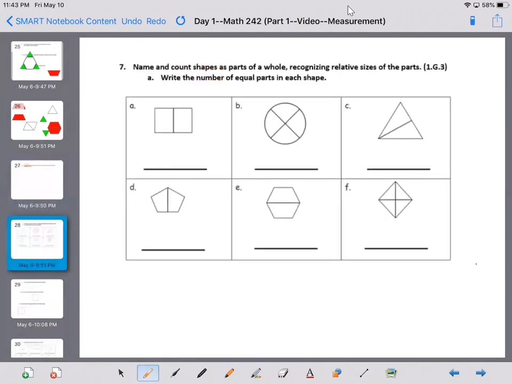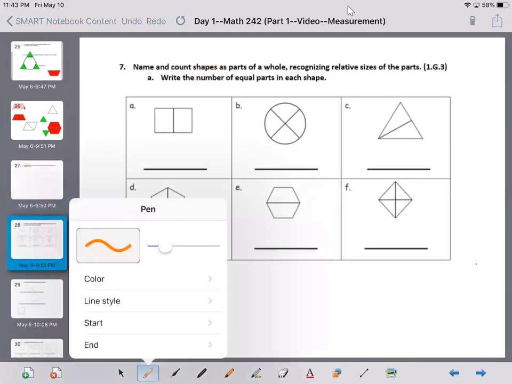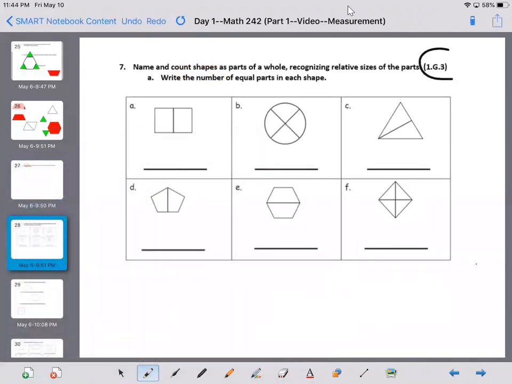Moving into another geometry piece of 1G3. So our third standard in geometry of first grade is now starting to look at different shapes and where you're counting parts of a whole. So now we're thinking, well, what is the whole? And then we're looking at the different parts.